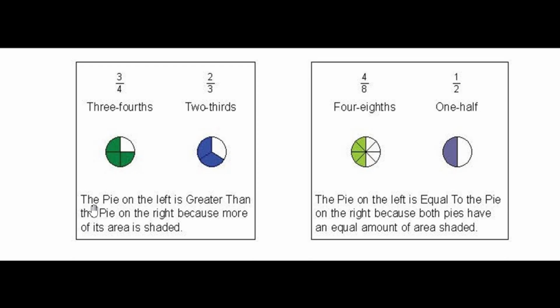Therefore, the pie on the left is greater than the pie on the right because more of its area is shaded. The pie on the left, which is the pie that represents 3/4, is greater than the pie on the right, which is the pie that represents 2/3, because more of its area is shaded. Therefore, 3/4 is greater than 2/3.